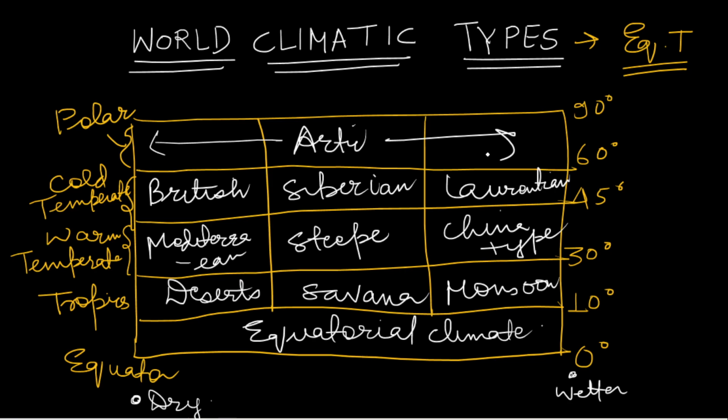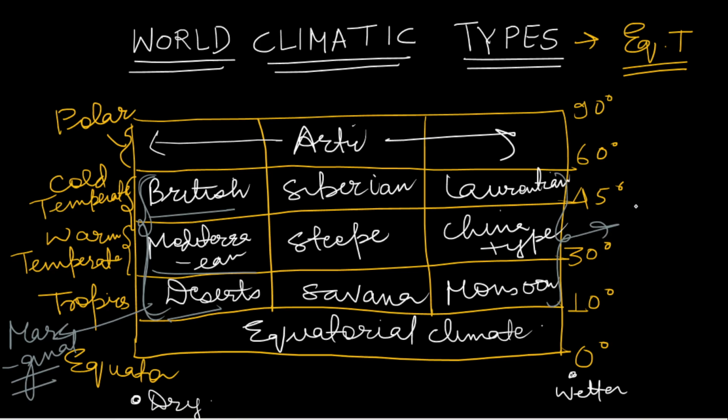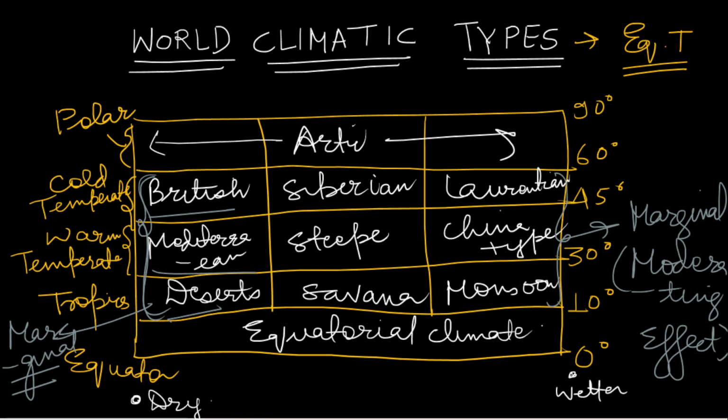Now, you will see other things. These three which you are seeing here, British climate, Mediterranean climate, and desert climate, are known as marginal climates. And in the Laurentian type, China type and monsoon type, you will also find marginal climates. Why am I mentioning marginal climates? Because you will find some moderating effect in these regions. Why? Because there could be presence of ocean or any other factor around the landmass which could lead to moderating climates.